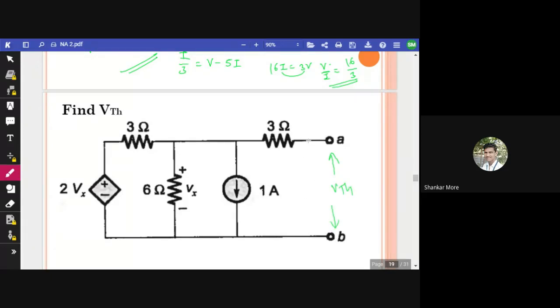So since the value of current in this branch is zero, whatever will be the voltage here will be the same voltage VTH, and whatever will be the voltage Vx, that will be the same voltage VTH. All right, somebody has got 2 volt. 2 volt. Fine, fine. We'll discuss it.